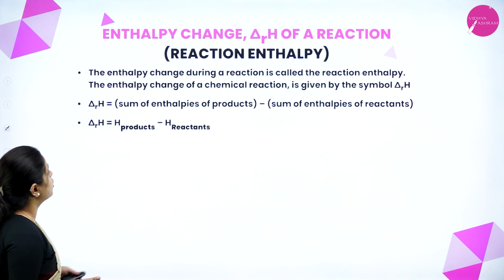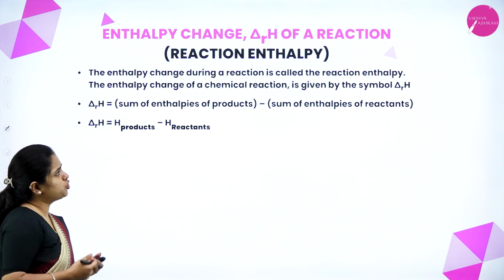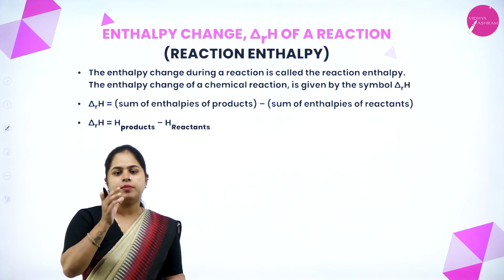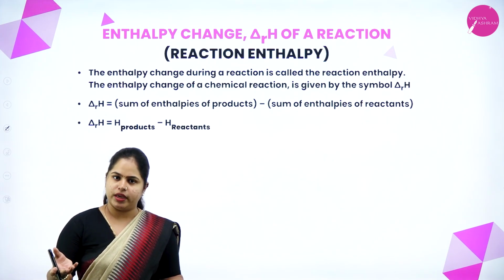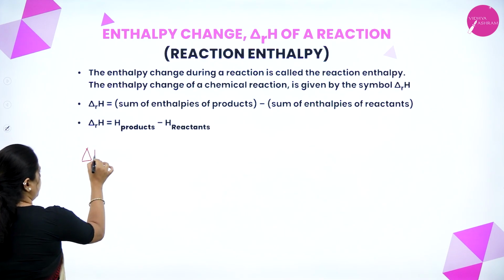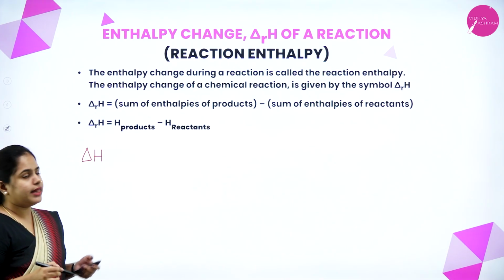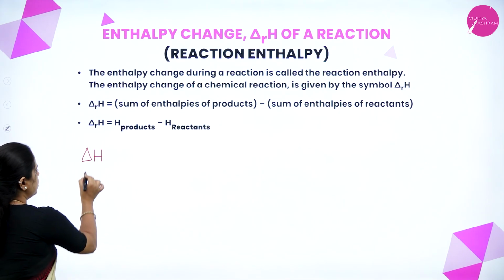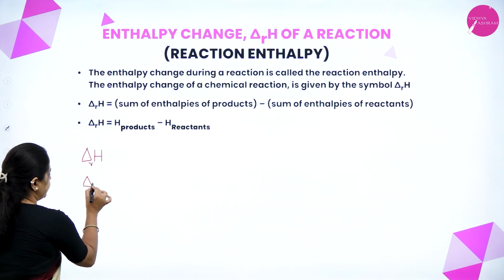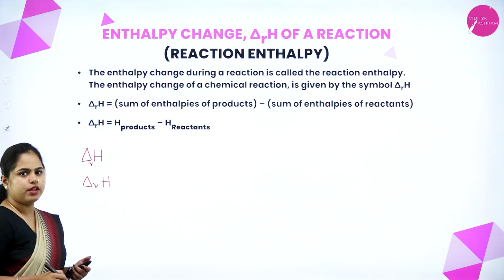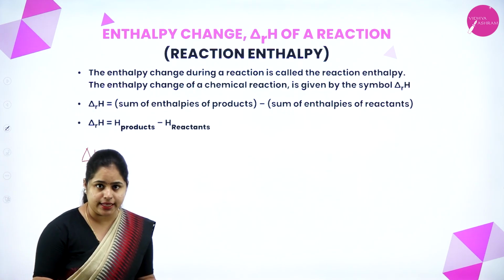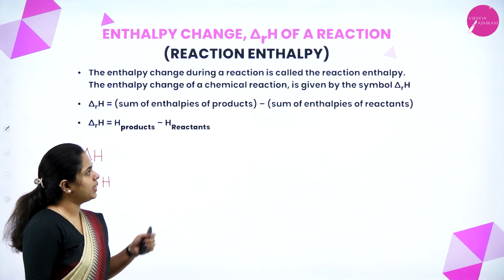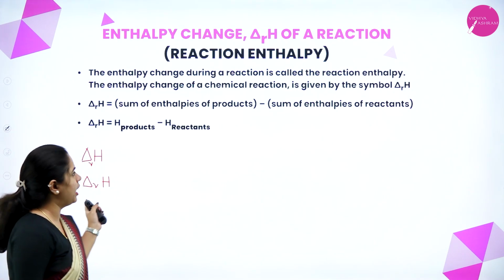Now, moving on to the next one, the enthalpy change during a reaction is called the reaction enthalpy. We have already studied what enthalpy change means. The enthalpy change during a reaction is called reaction enthalpy. So, we denote it as delta rH. It's also called reaction enthalpy. The enthalpy change of a chemical reaction is given by the symbol delta rH.